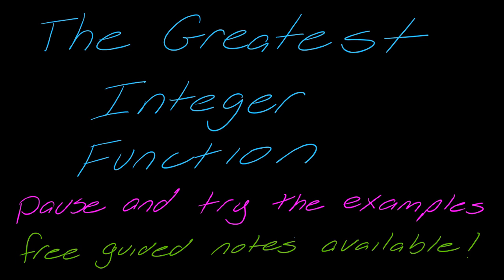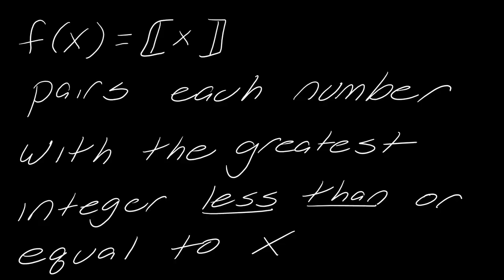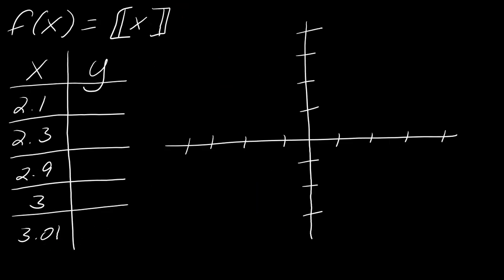So this is just a quick video on what the greatest integer function is and how it works. The greatest integer function looks like this. It has this double bracket type notation, so it's pretty clear when you're trying to use this function. What this means is that it just pairs each number with the greatest integer less than or equal to x.